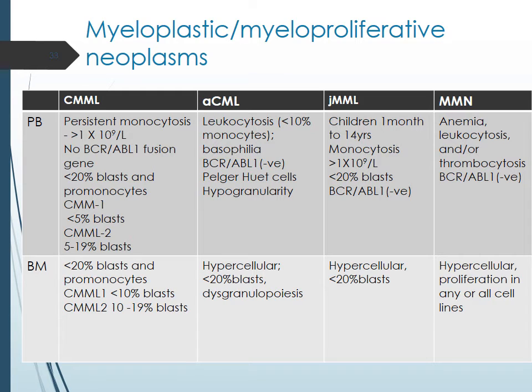Patients have increased leukocyte count with absolute monocytosis. Dysgranulopoiesis is evident. Neutrophil precursors make up fewer than 10% of the total leukocytes. Splenomegaly may be present due to infiltration of the leukemic cells. Now, prognosis in these patients depends on the number of blasts plus the promonocytes.